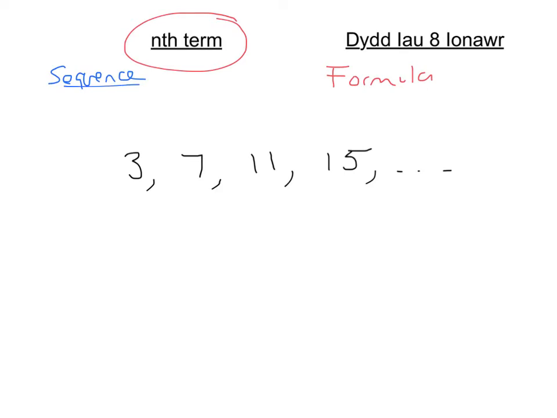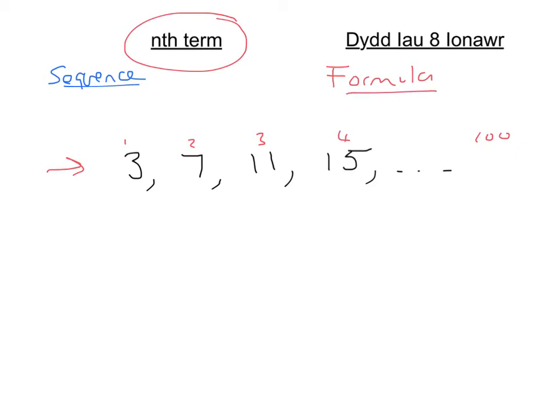So how do we do it then? Well, let's look at our sequence of numbers here. 3, 7, 11, 15. There's our first number, second number, third number, fourth number in our sequence. Imagine we wanted to find the 100th number without going through all the other 96 numbers. The nth term is a formula that will allow us to do this.